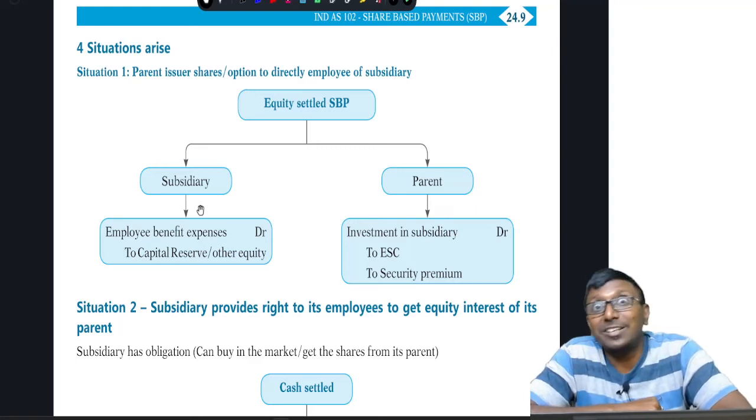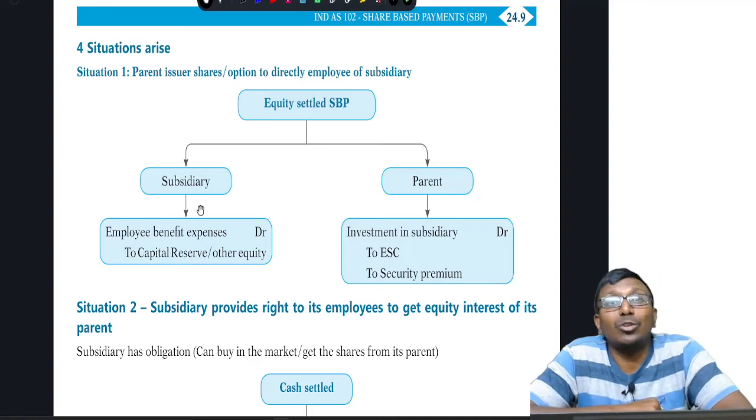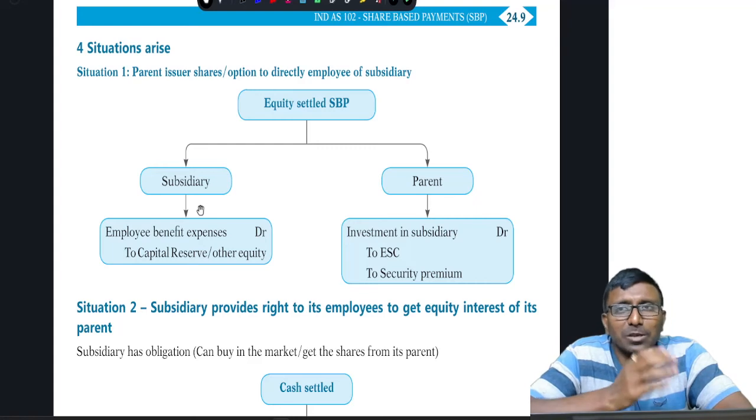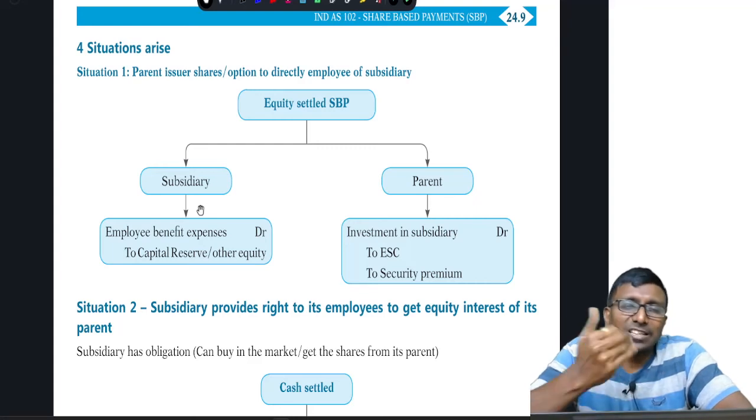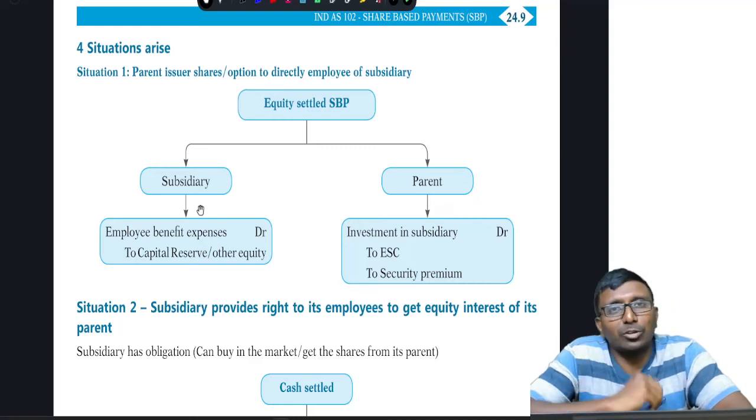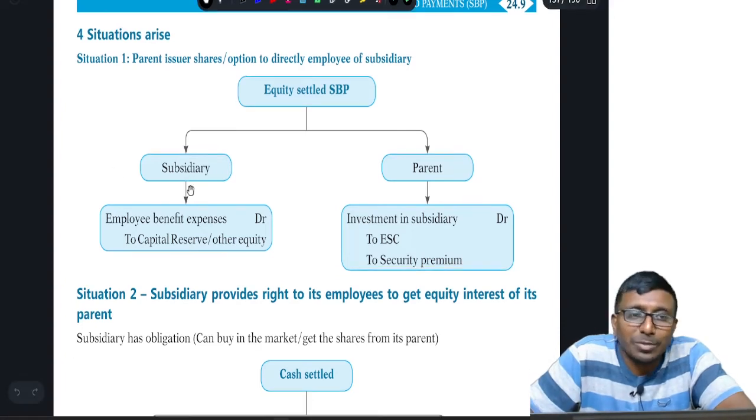That's why investment in subsidiary account debit to equity share capital, SBPR, you will write it. First, investment in subsidiary account debit to SBPR for 1 to 3 years. Right, at the end of the day, what do you do? SBPR account debit to equity share capital and security premium will be recorded.